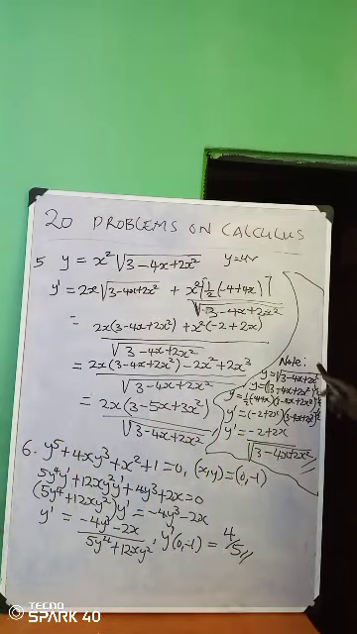Very simple. Notes. If truly y equals the square root of 3 minus 4x plus 2x squared, how do I go about it? This problem alone is a function of a function problem, so you're going to apply the principle of chain rule. So how do I do it? First and foremost, note that square root is half. So y equals 3 minus 4x plus 2x squared raised to half. I've removed the square root and replaced it with half because square root in the law of indices is half.